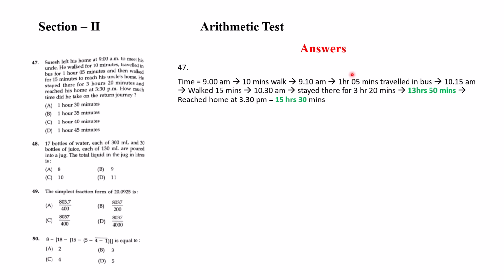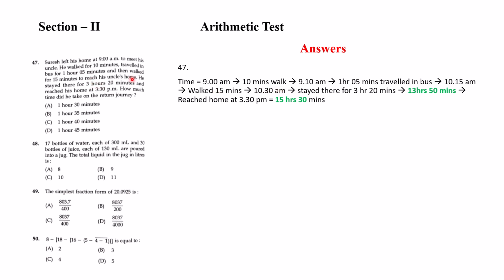So when I add 1 hour 5 minutes to this, that would be 10 hours 15 minutes. Already it is 9, so after 1 hour it would be 10 hours 10 minutes plus this 5 minutes, that would be 10 hours 15 minutes. Now he says that then he walked again for 15 minutes. It is already 10:15. Now if I walk again for 15 minutes, that would be 10 hours 30 minutes.